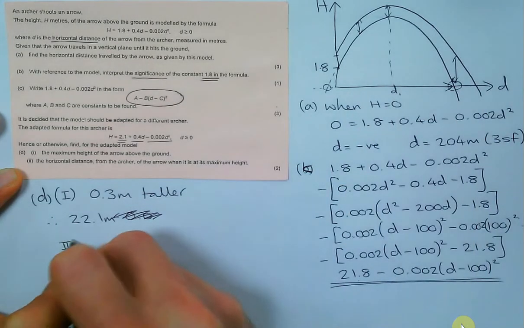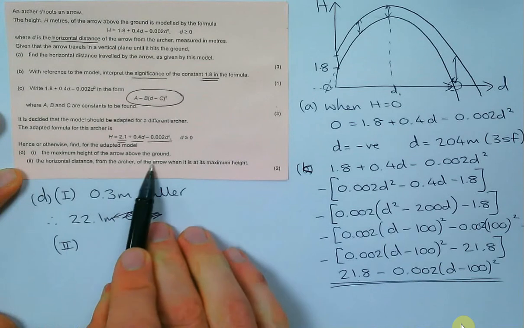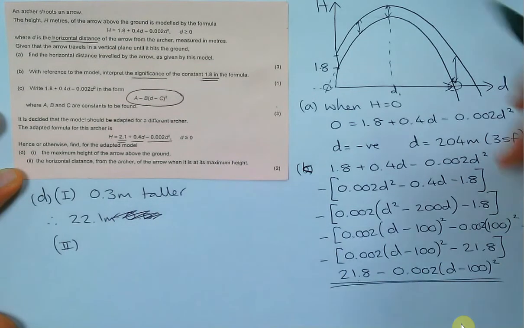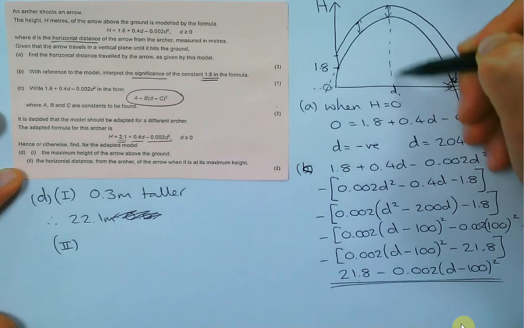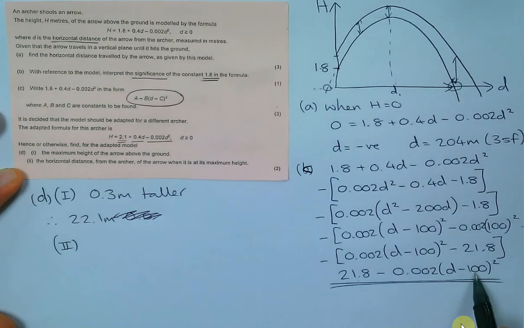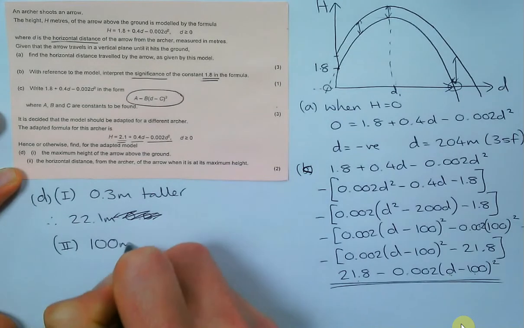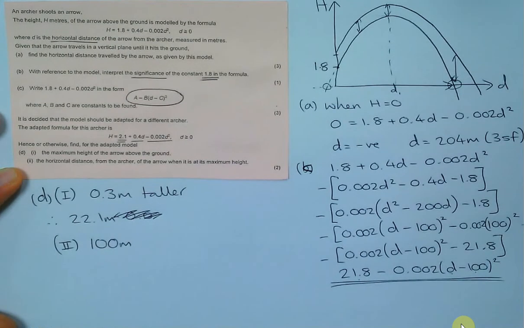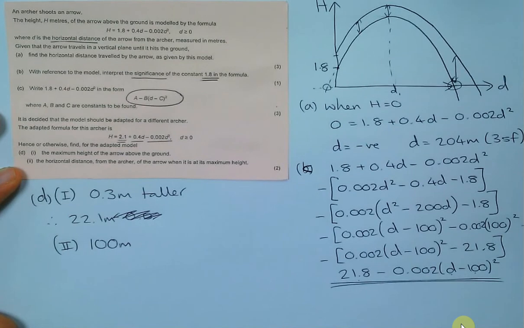And in part 2, the horizontal distance from the archer when it's at its maximum height. So the maximum happens at the same horizontal distance, and you can use that by completing the square. So what value of d is going to give us our maximum? Well, when d is 100. So 100 meters. So that's a pretty tough question. 9 marks. It doesn't get much harder than that with quadratic modeling. So I hope that makes sense, and best of luck.